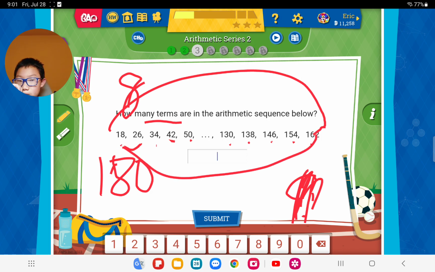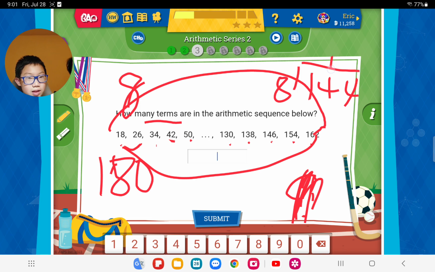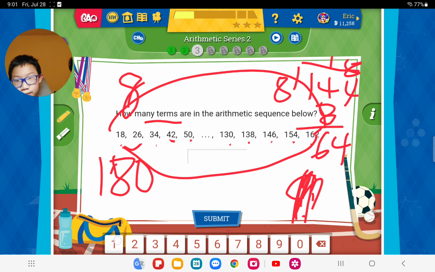What's this difference? Actually, I think it's 144. So it's 144 divided by 8. Like this. 18, right? So there is 18 difference.